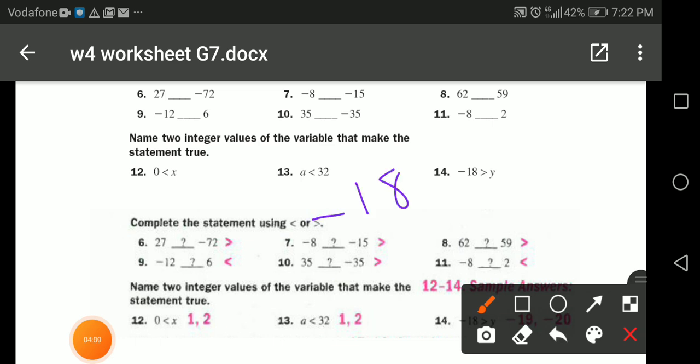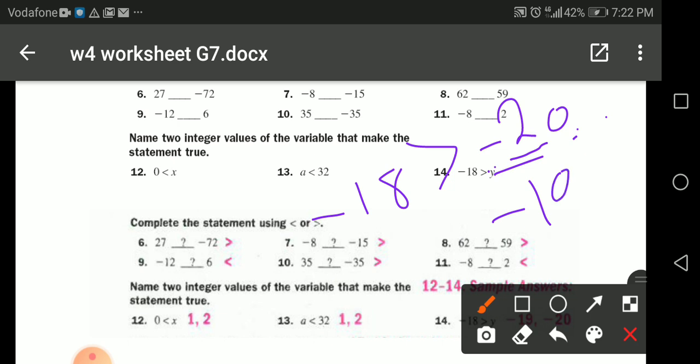Negative 18 is greater than what? This is very important, guys. Negative 18 is greater than what? It's greater than negative 20, negative 100. Miss, you say that negative 18 is greater than negative 100? Yeah, that's exactly what I'm saying.